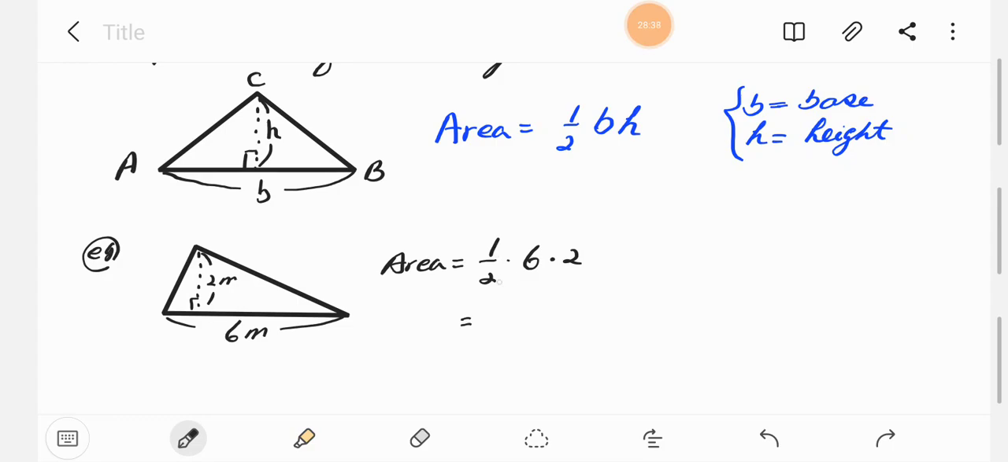Okay, what is 1 over 2 times 6? 1 over 2 times 6 is 3, isn't it? 3 times 2, so that is 6. And area is meter times meter, so it will be square meters. You're multiplying the meters twice, so the unit will be square meters.